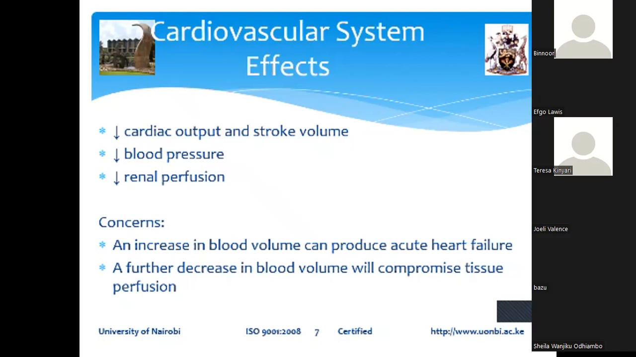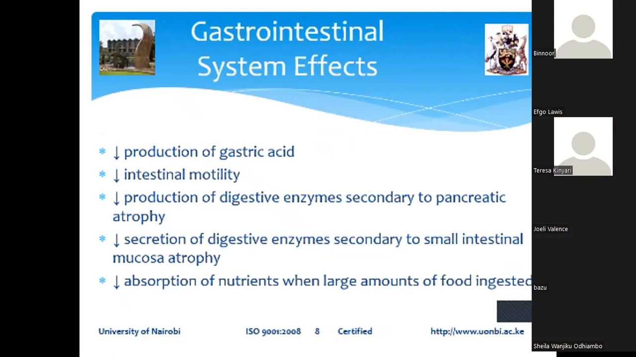For example, patients with kwashiorkor, with an increase in blood volume, can actually develop heart failure. In the gut, there is less gastric acid being produced. The intestine does not move as fast as it should, so we have reduced motility and an increased rate of bacterial overgrowth. And this is why some allergies to food may occur.